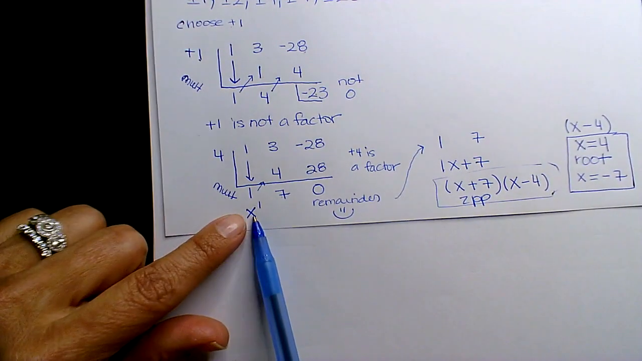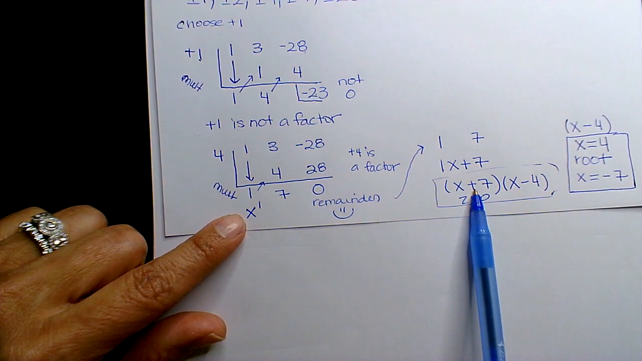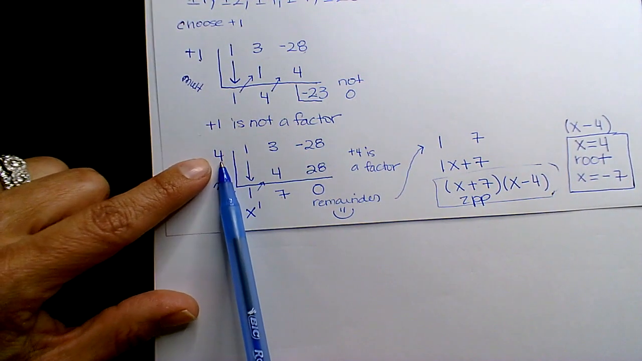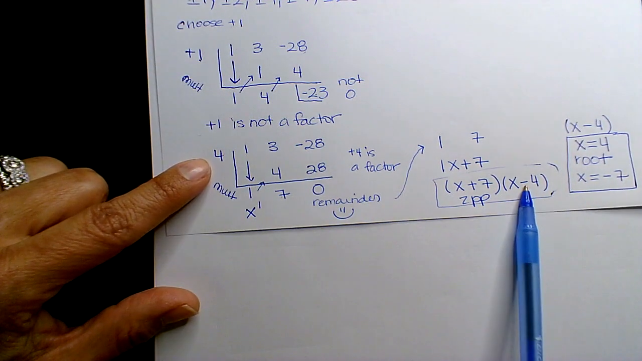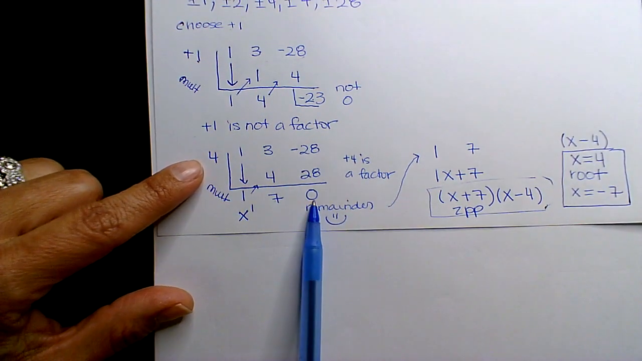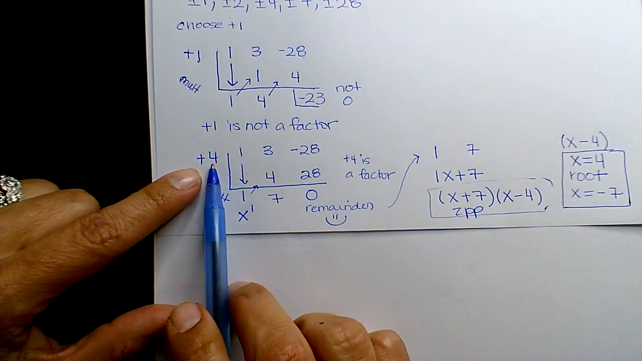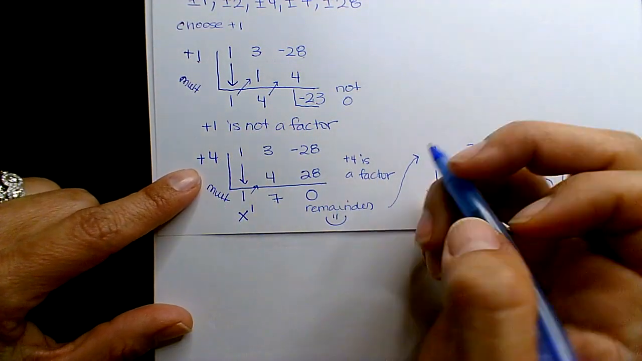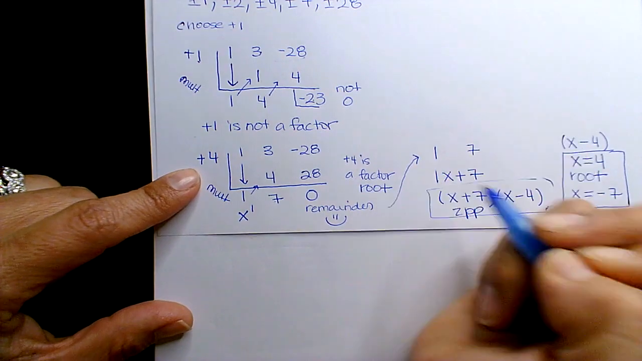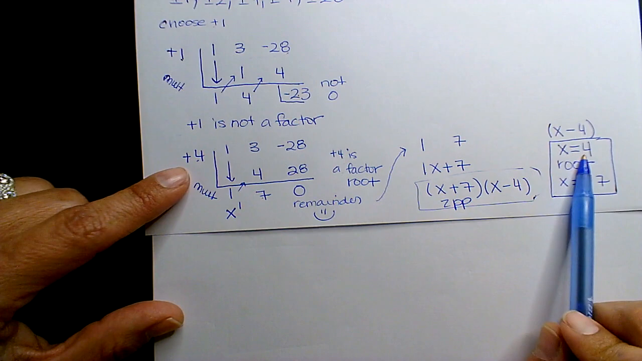And so that's why I get x plus 7, and that's where that goes. Okay, so now the 4, but it's negative 4. That's because when you synthetic divide and you get the remainder of 0, positive 4 is a root. Positive 4 is a factor. It is a root. So that positive 4 is after the zero product property.